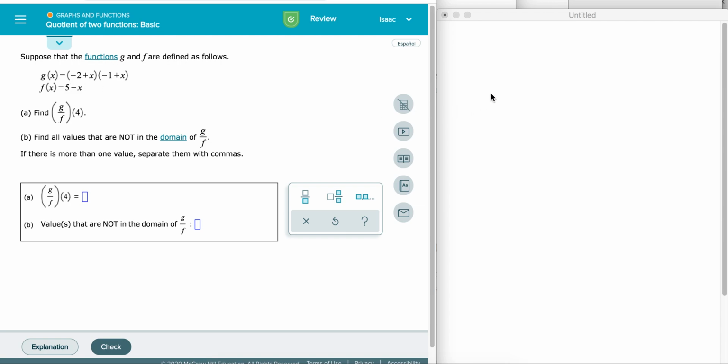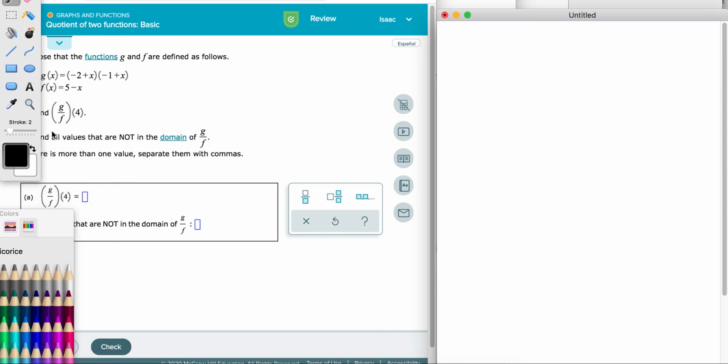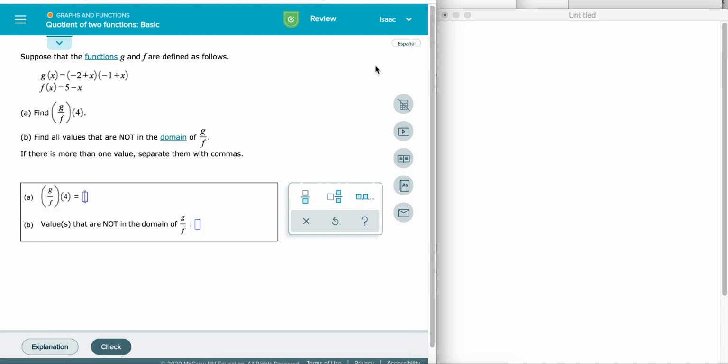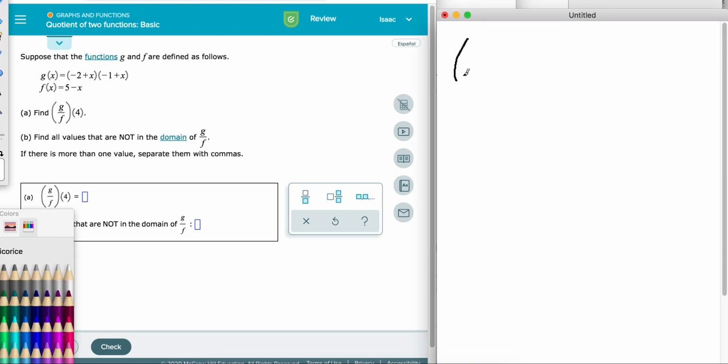us a g of x and an f of x. And then let's see what they ask. They ask us to find g divided by f of 4, okay? So this notation looks kind of weird maybe if it's the first time you've seen this thing, but what it means is take the function g, all this stuff, the negative 2 plus x, parentheses, negative 1 plus x, and divide by f, divide by 5 minus x. And then plug the number 4 everywhere where you see an x, okay?